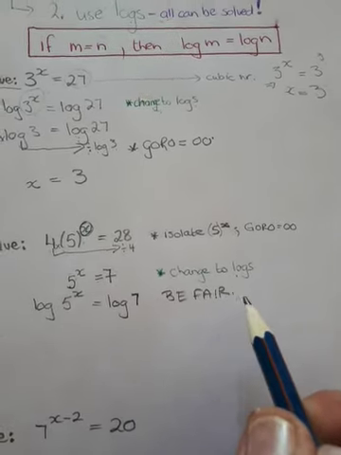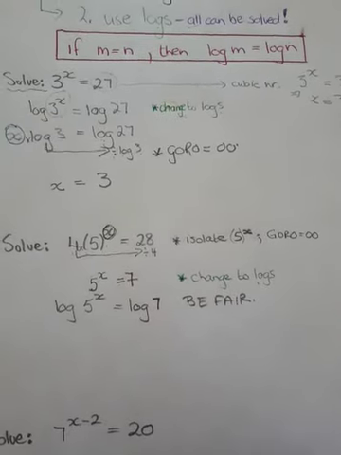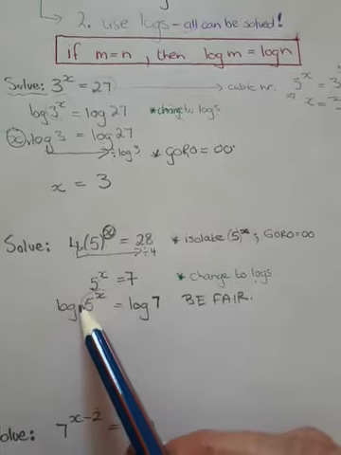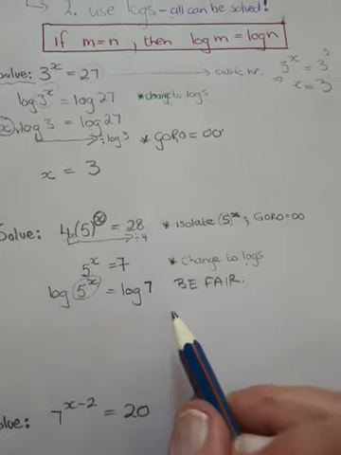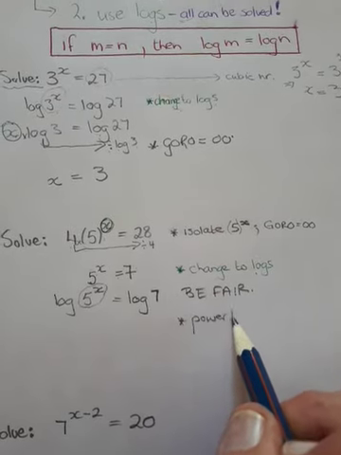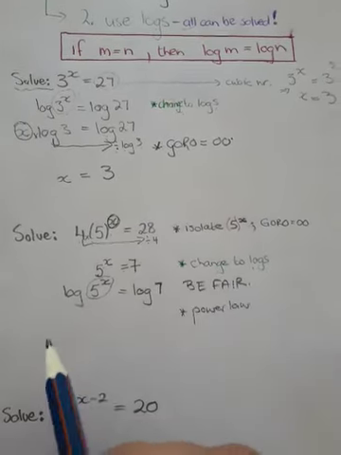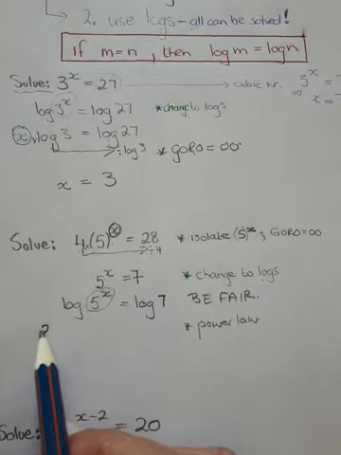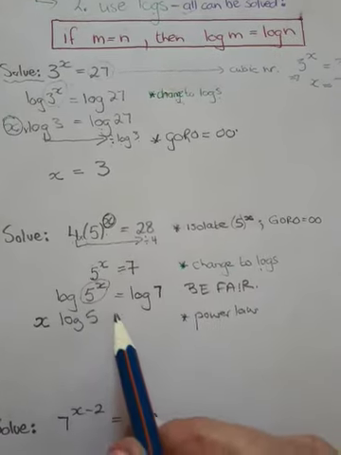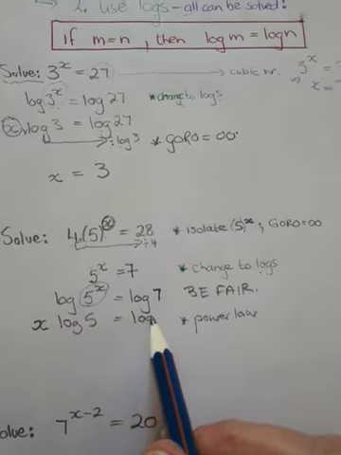Again, people, the rule just simply is be fair. What you do on the one side of the equal sign, you must do on the other side of the equal sign. Then you must recognize again this as the power law for logs. Apply that, and this becomes x log 5 equals log 7.